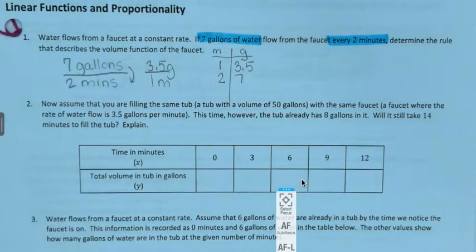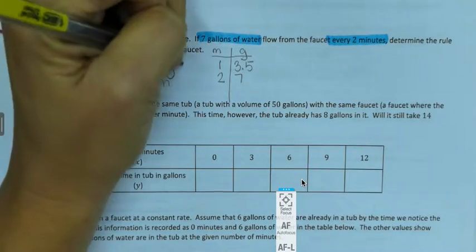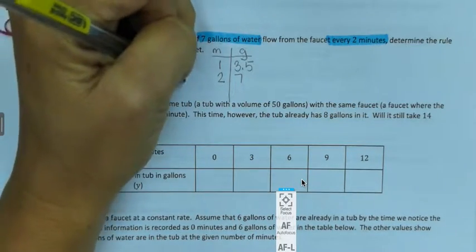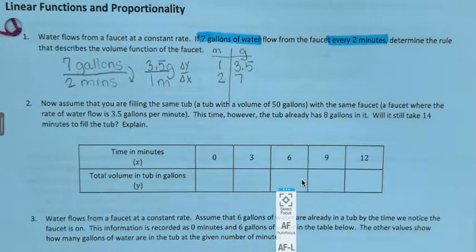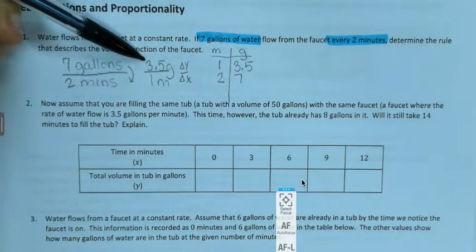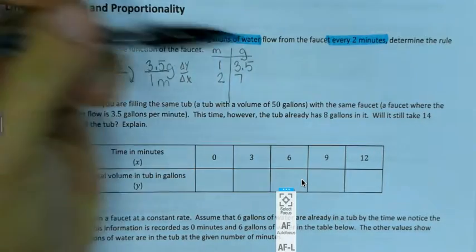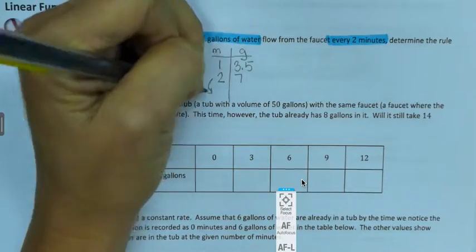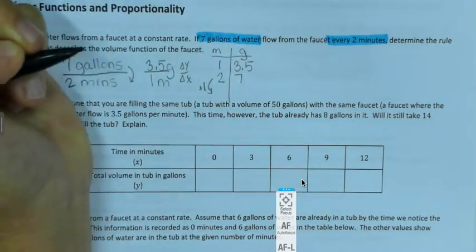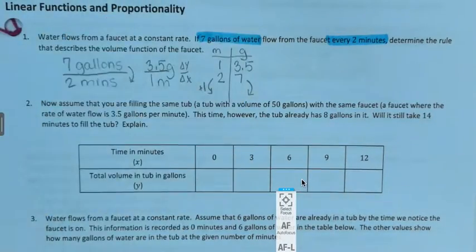Okay. If we go back to our homework, do you remember where we saw the change in the y over change of x in the slope? What is our slope here? 3.5 over 1. So it's 3.5 every 1. So if I'm going to look for 3 minutes, I'm going to add 1 on this side. And what am I adding on this side?